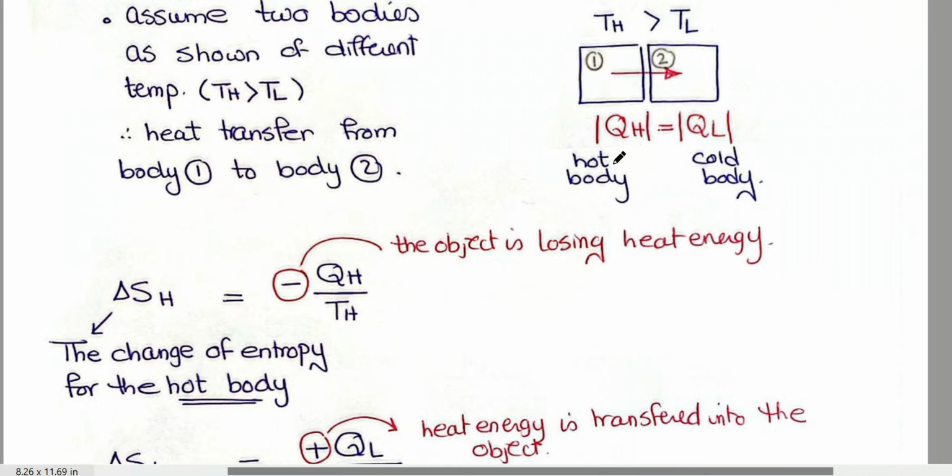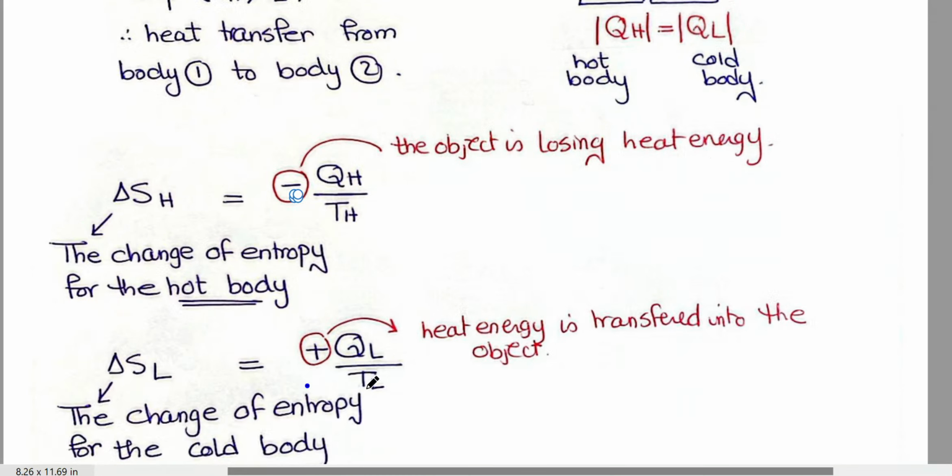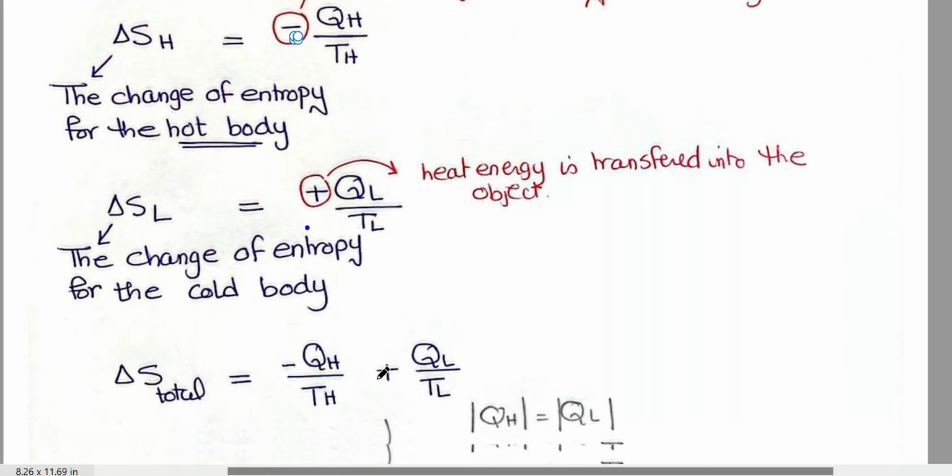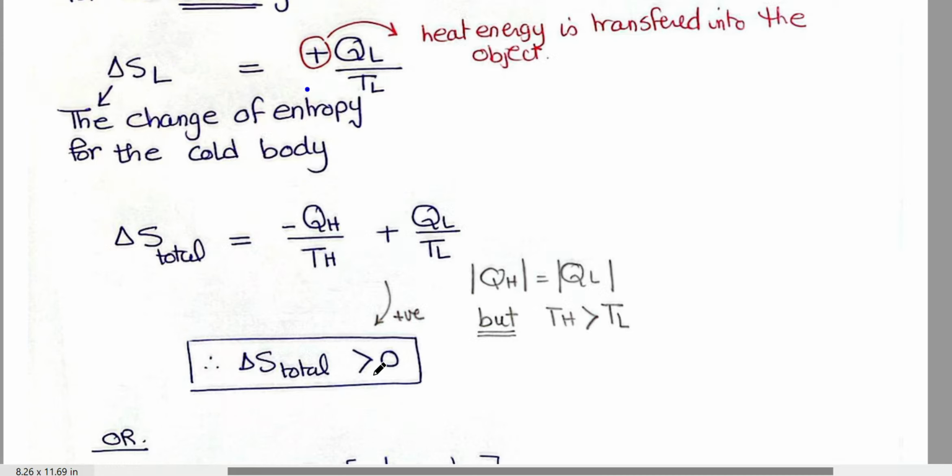The change of entropy for the hot body is losing, so I will put negative QH over TH. As for the cold body, it's gaining energy, so the change in entropy will be positive QL over TL. Add both to have the total change in entropy. We know that the amount of QH equals the amount of QL, but TH is greater than TL. So this value will be greater than 0. Delta S total is greater than 0.